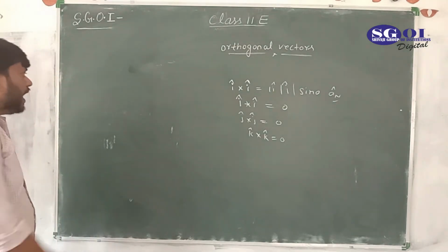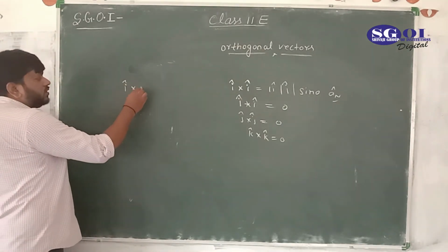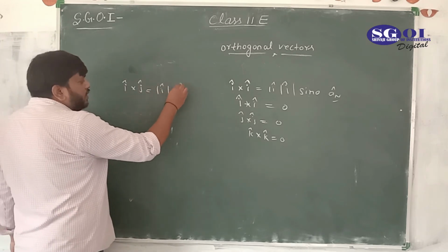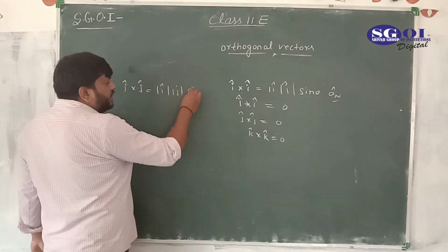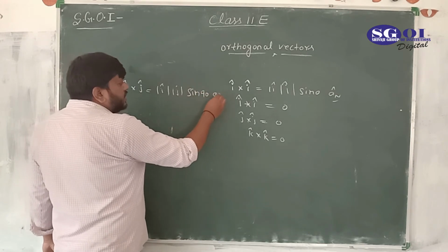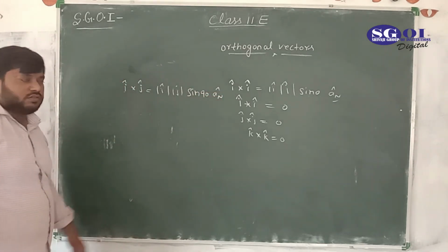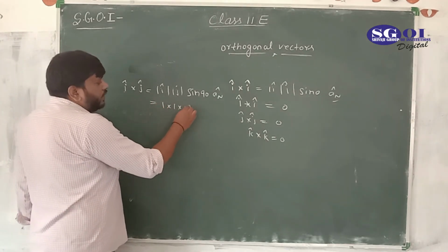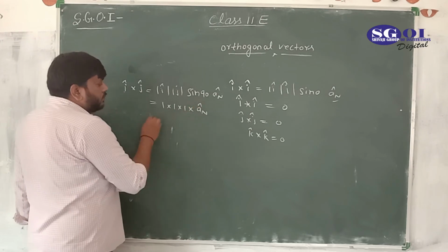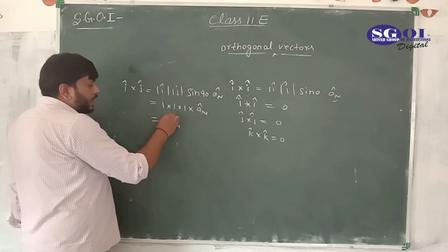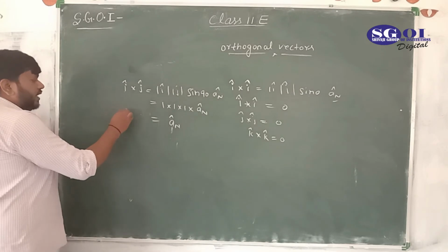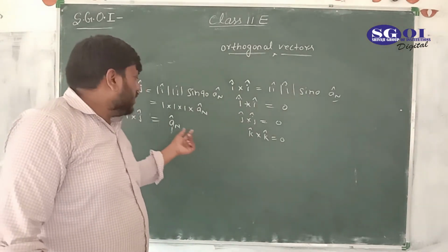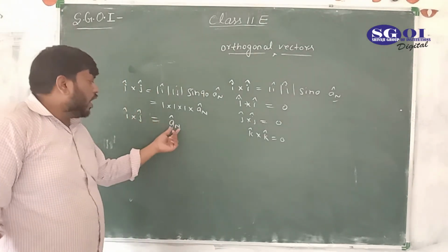Now, what about i cross j? This is very important. What is the magnitude of i? Magnitude of j? What is the angle between i and j? 90. This is sin 90, and this is n cap. We will find it later. Just see the magnitude first: 1, 1, 1, n cap. So i cross j is n cap, but it is also a unit vector, and you know how to find n cap.